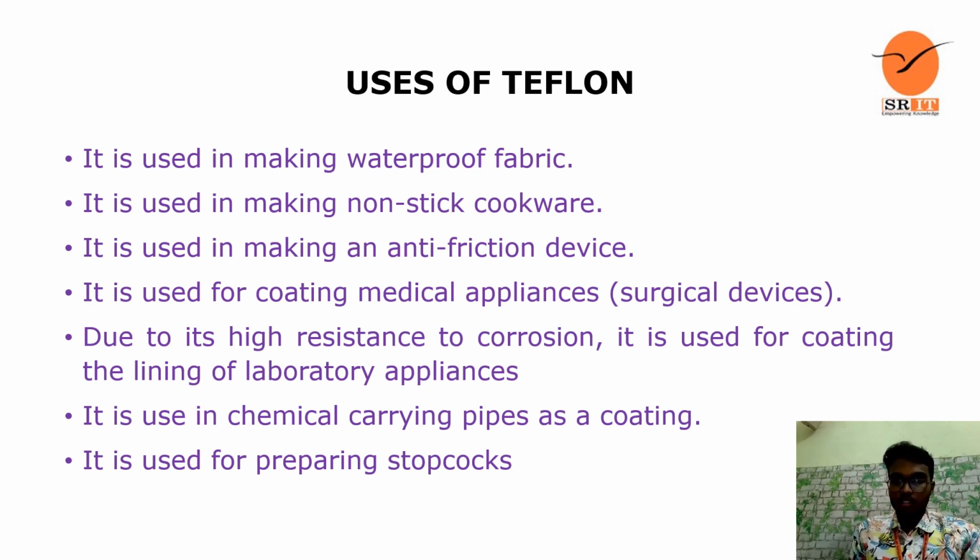It is used in making non-stick cookware. As we discussed, non-stick cookware, in the sense of frying pans and many other utensils used in the kitchen, are made up of Teflon. It is used in making anti-friction devices. It makes the surface smooth. This Teflon is used for reducing the friction.